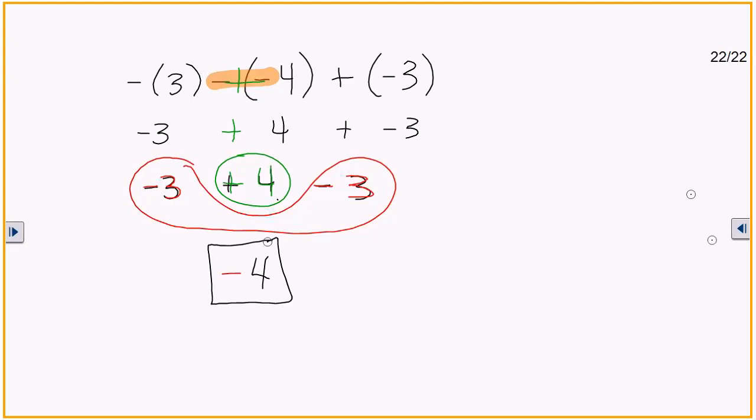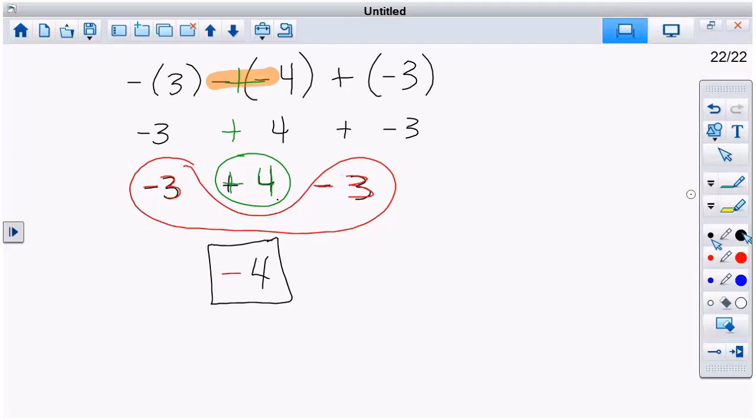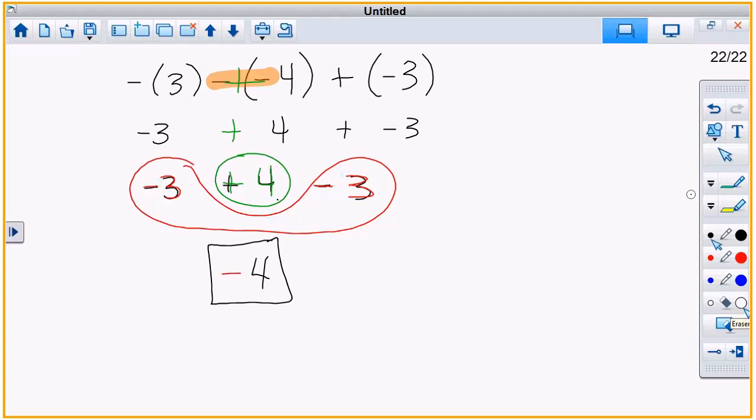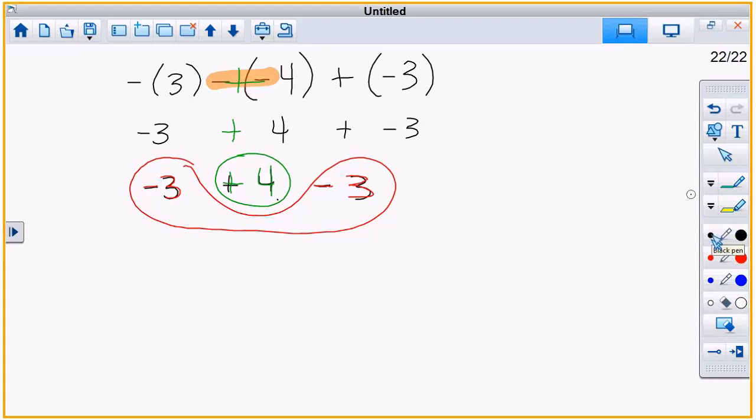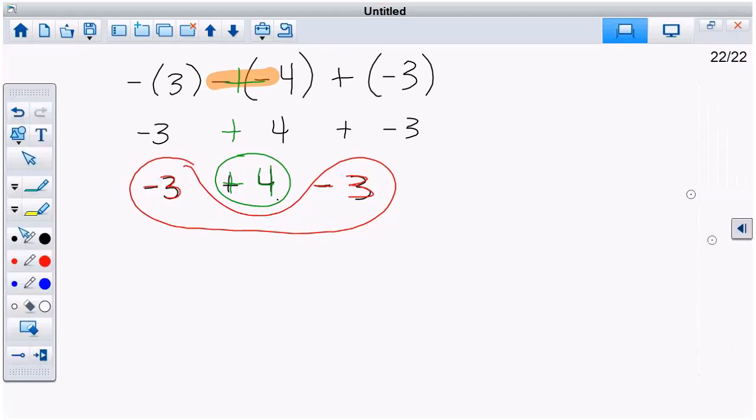I'm sorry, I messed that up. Hold on. I found it before you did. Hold on a second. You owe $3. You have $4. That means you have $1 in your pocket. So let's go do that first.